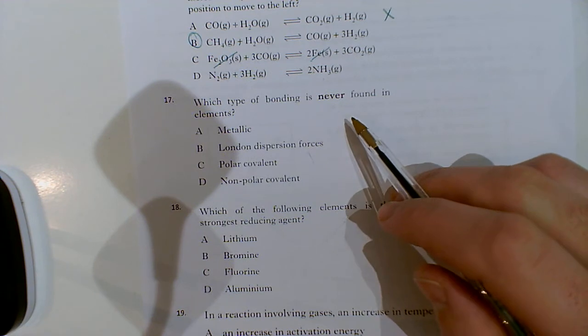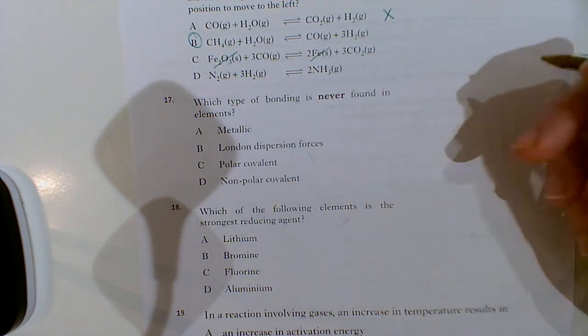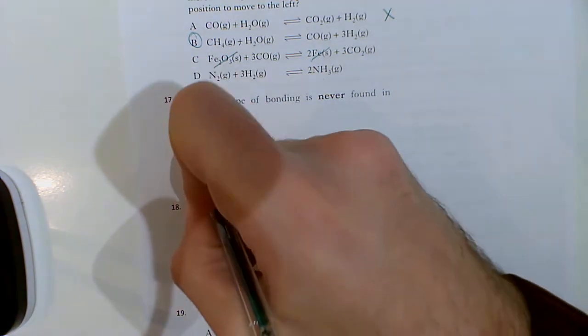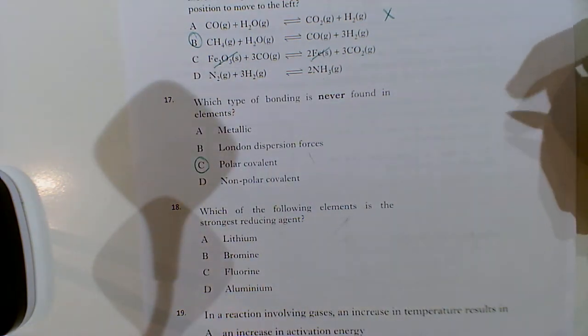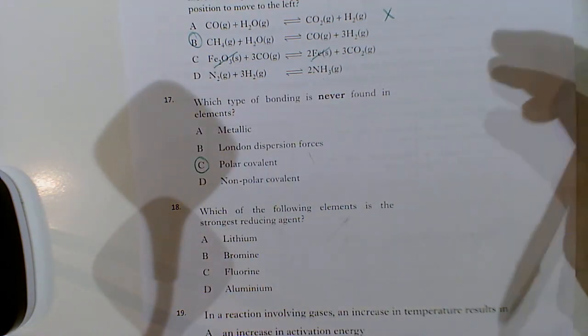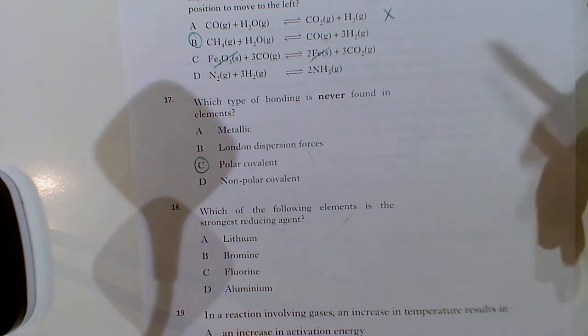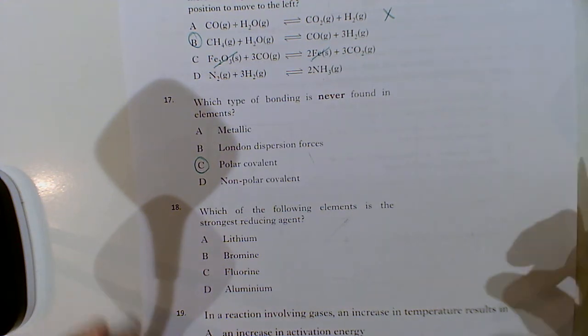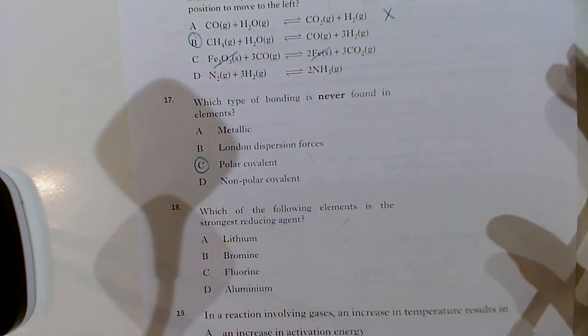Which is never found in elements? So in elements, every atom has the same electronegativity. So you cannot get anything polar. So you cannot get a polar covalent bond, you cannot get a permanent dipole, or hydrogen bonding, and you cannot get ionic bonding. All of those come from having differences in electronegativity. In elements, you don't have that, so you can never get anything that is polar.